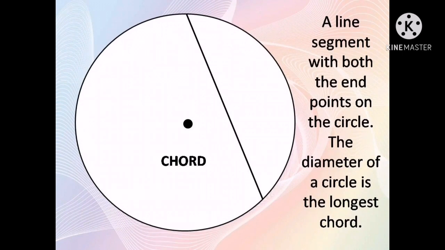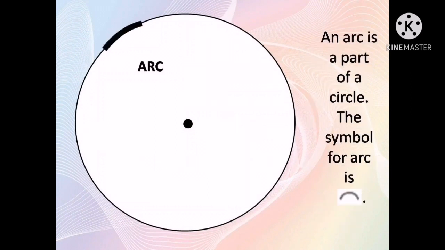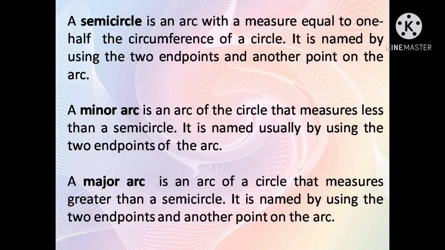The diameter is 2 times as big as the radius of a circle. It looks like this one. A chord, on the other hand, is a line segment with both the endpoints on the circle. The diameter of the circle is the longest chord. Finally, an arc. An arc is a part of the circle. The symbol for arc is a curved line. So there are 3 types of an arc. It's a semicircle, minor arc, and major arc.